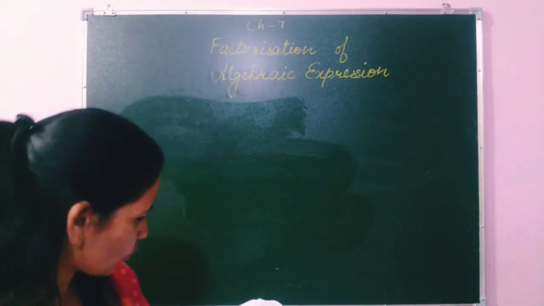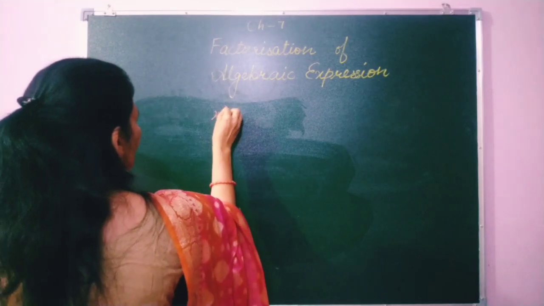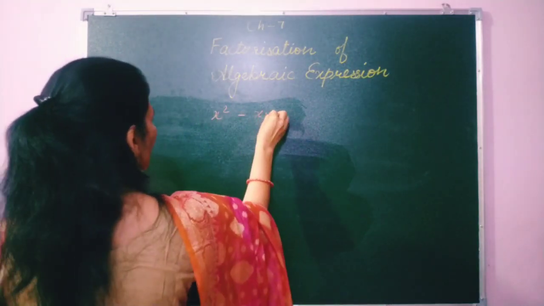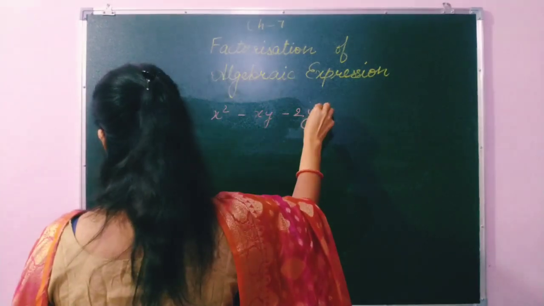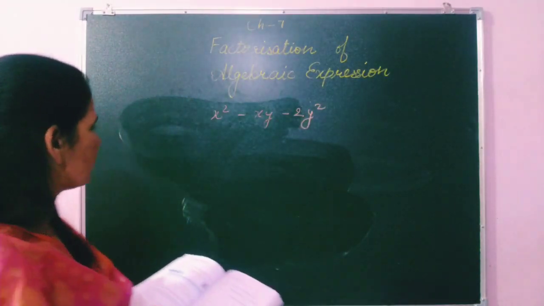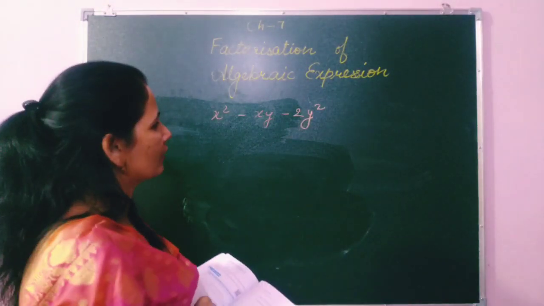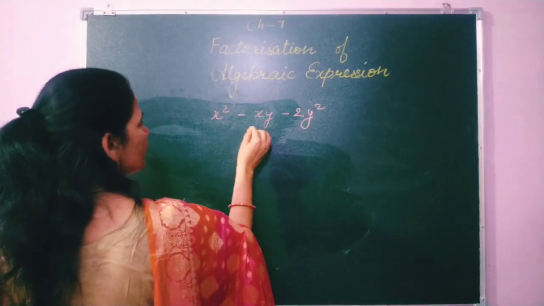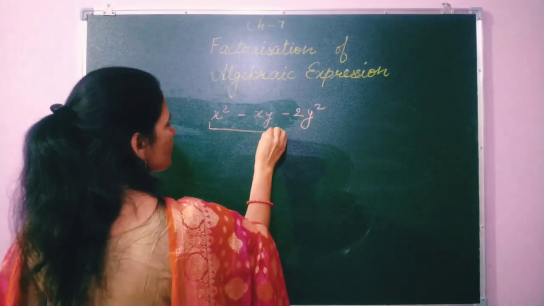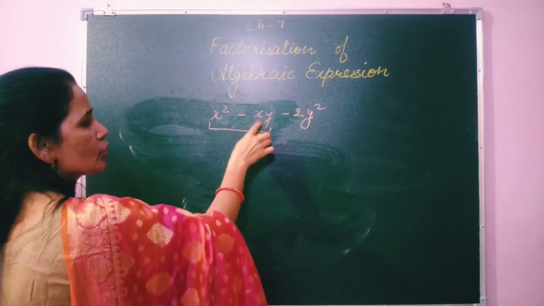Okay, so let's take the help of one example. Here I can write x square minus xy minus 2y square. This is the expression and we have to find out the factor of this one and how to write the factor. So students, first of all we observe it. Which number is common between these two?